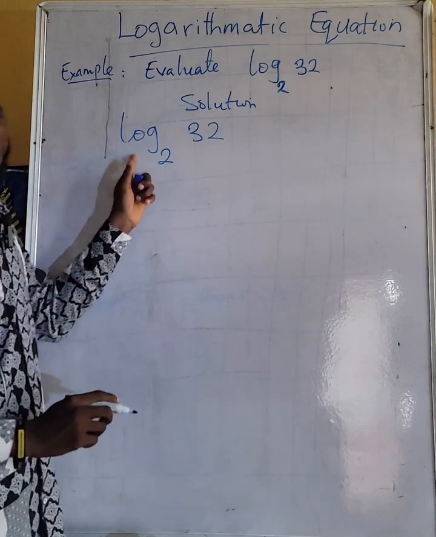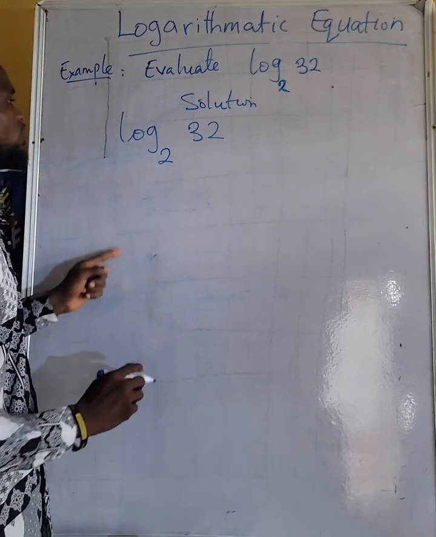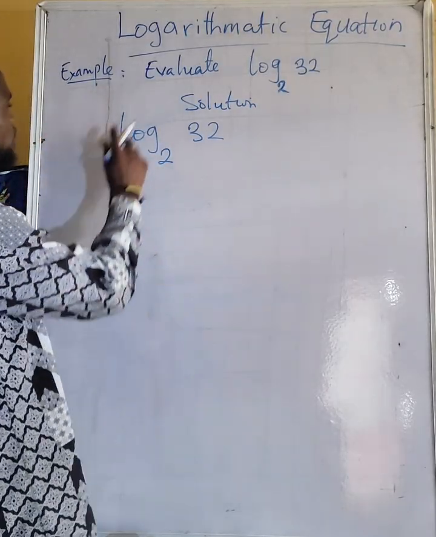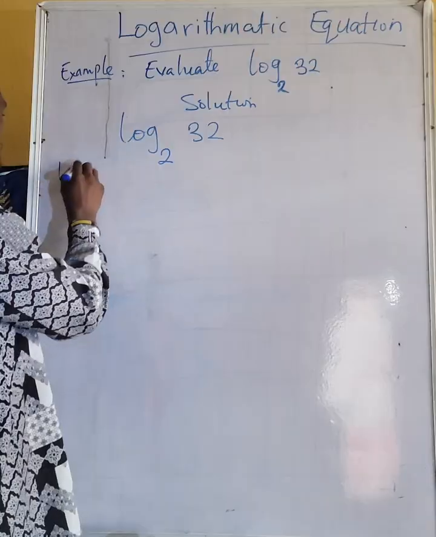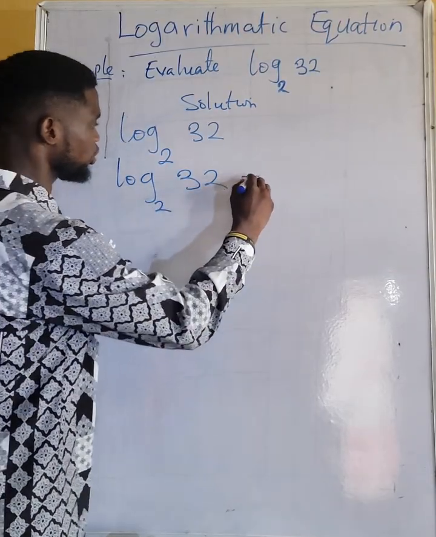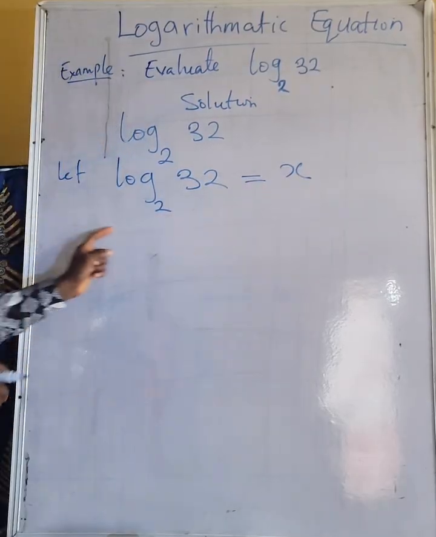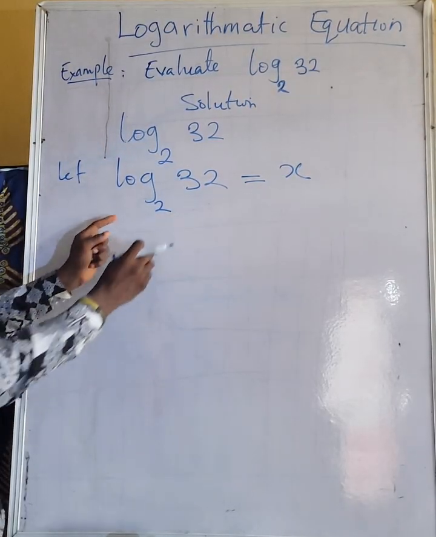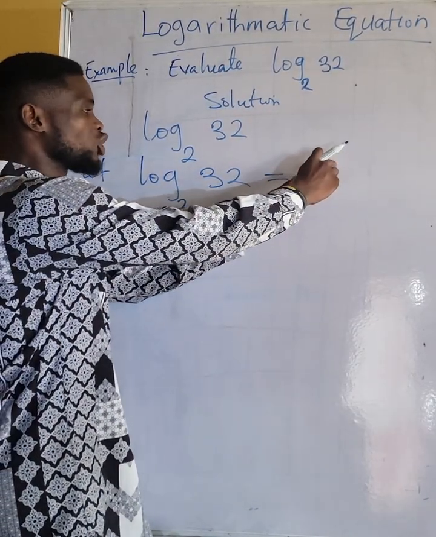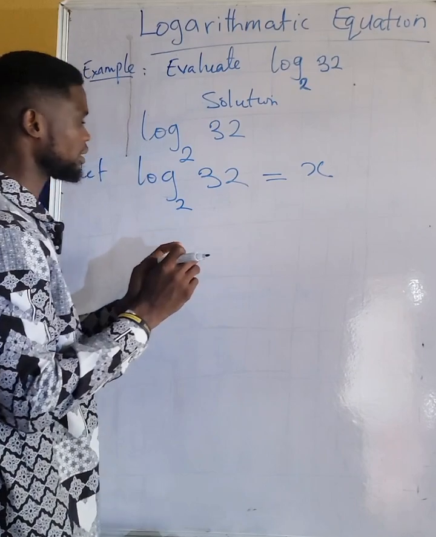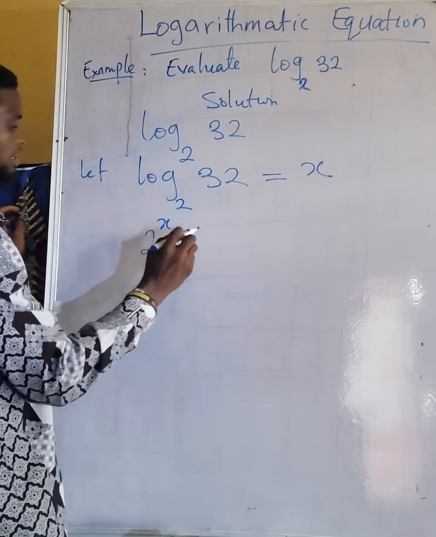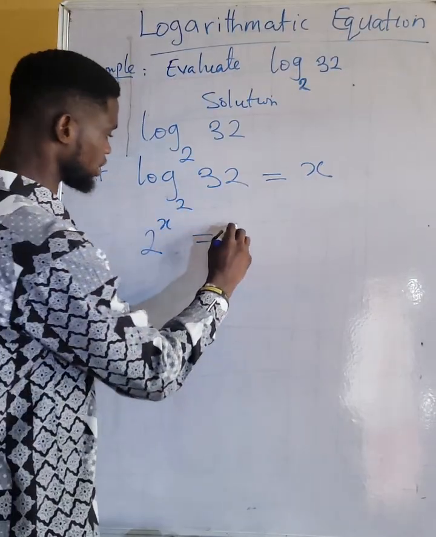Now, if you are asked to evaluate this log, first you have to equate this log to something, either x or y. So let's say log 32 base 2 is x. Then this base will be raised to the power x. So it becomes 2 raised to power x, which is equal to 32.